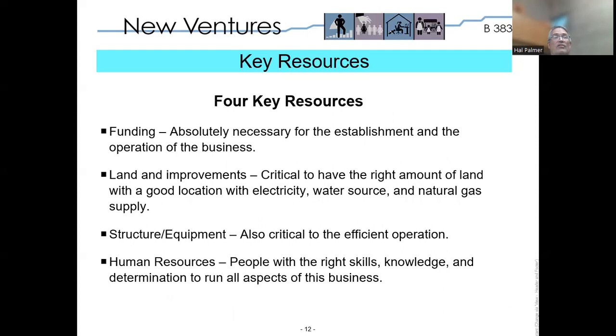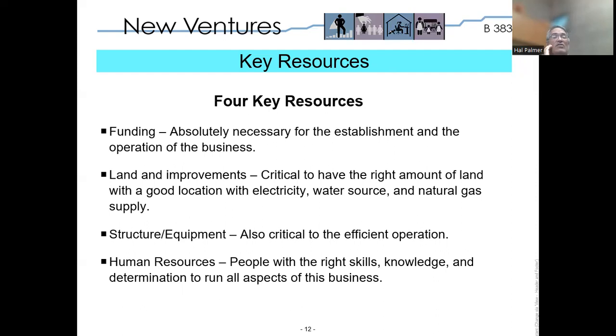Another one of our boxes on that BMC is key resources. Resources are also critical to the business, just like partnerships are. It's difficult to determine the most important resource. We can determine what kind of resources we need and categorize them into 4 categories: funding or financial, land or natural resources, human resources or labor, and intellectual resources.